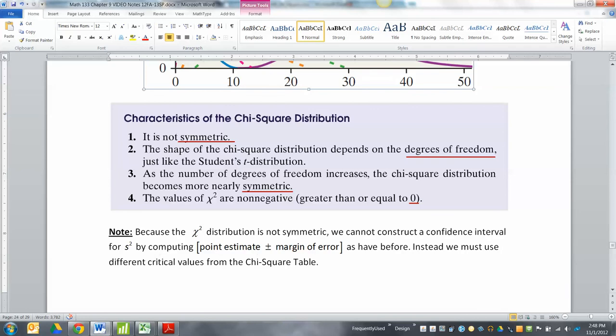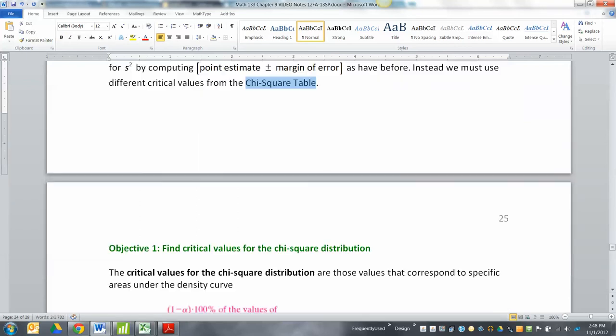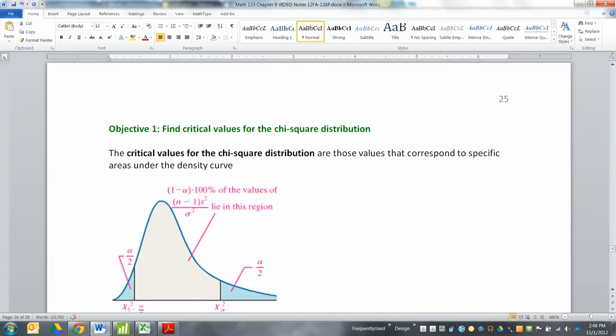Because this chi-square distribution is not symmetric, we're not going to be able to construct a confidence interval for s squared like we did before. In sections 9.1 and 9.2, we would take our point estimate, plus or minus our margin of error, and be done. That's not how it's going to work. We're going to have to do it longhand, first of all, and we're going to have to use a little bit of know-how from a chi-square table, because we have a table of values that will give us these numbers, and that's what we're going to pick up with next time.